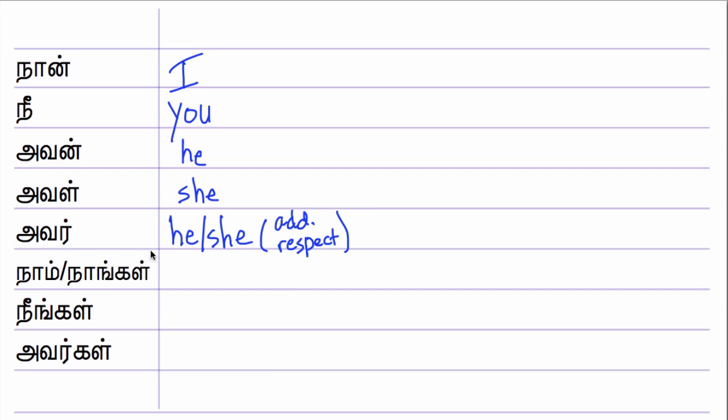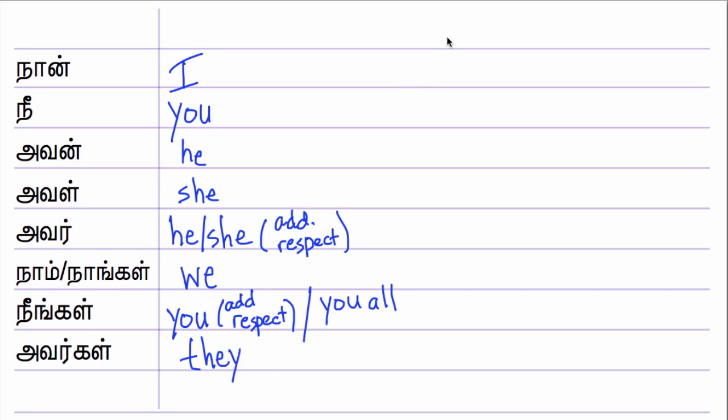Naam and nangal, they both mean we, and we've gone over in a previous lesson what the difference is between the two and when you use one versus the other. Neengal can have two meanings. It can either mean you, singular, a single person with additional respect, or it can mean you all. So if you're addressing a group of people, you would use the word neengal. And then the last pronoun, avargal, means they.